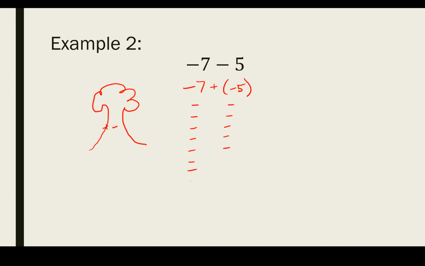Instead, what I do see is 12 negatives. So in other words, if I'm adding this -7 to this -5, now I have 12 negatives. Or in other words, my answer is -12.